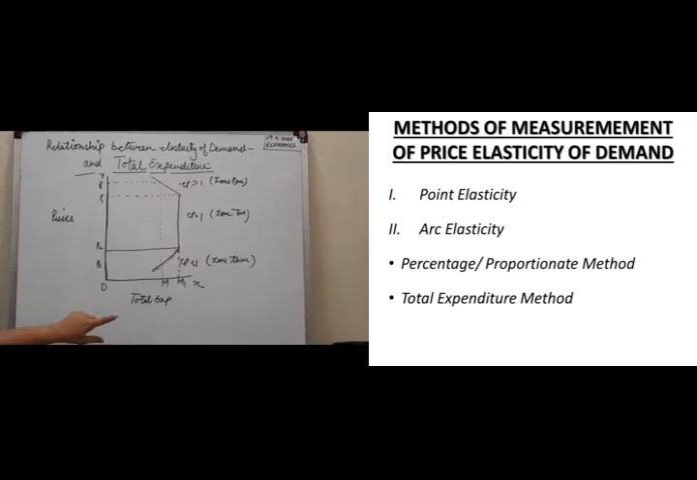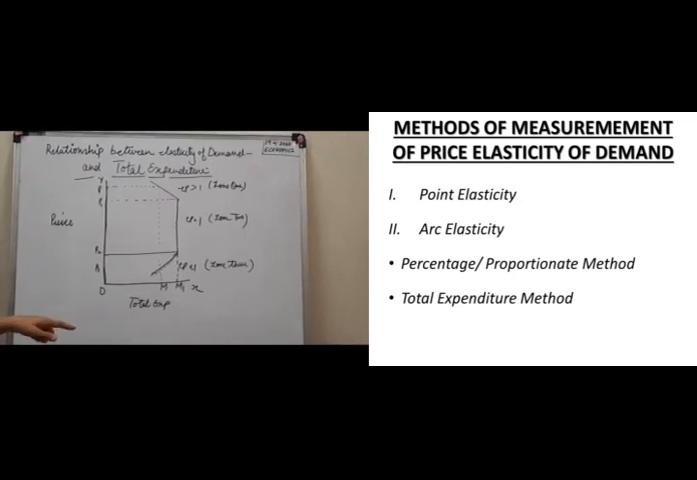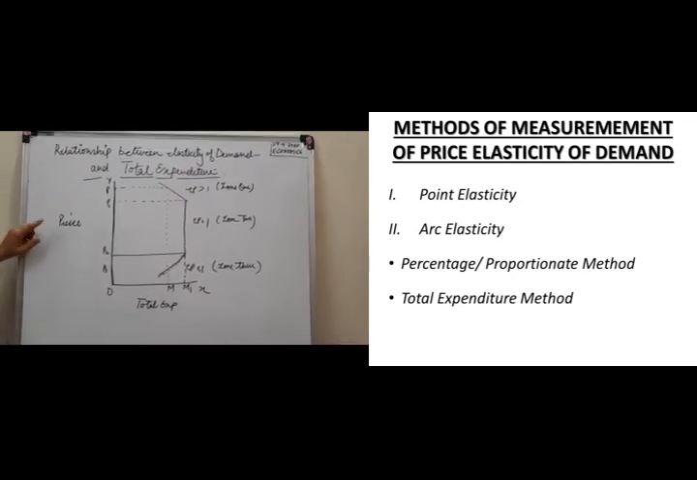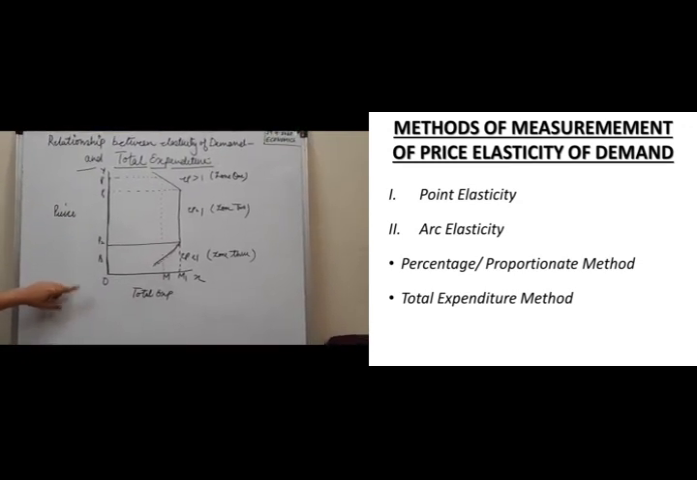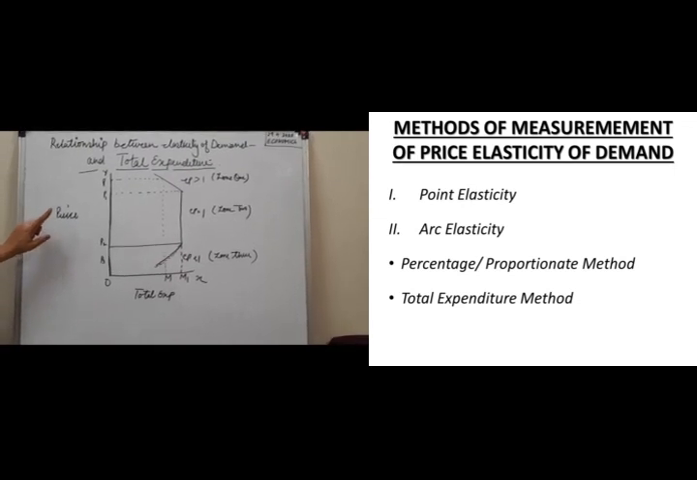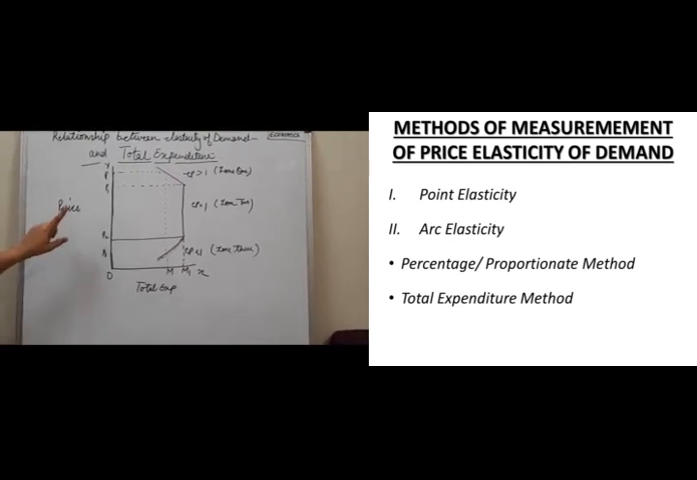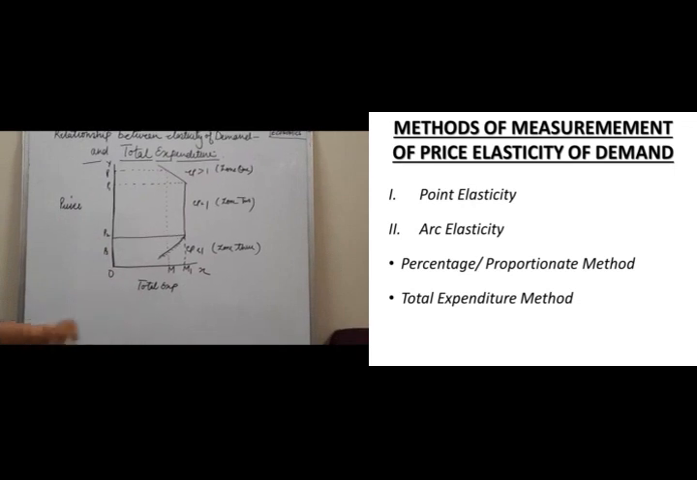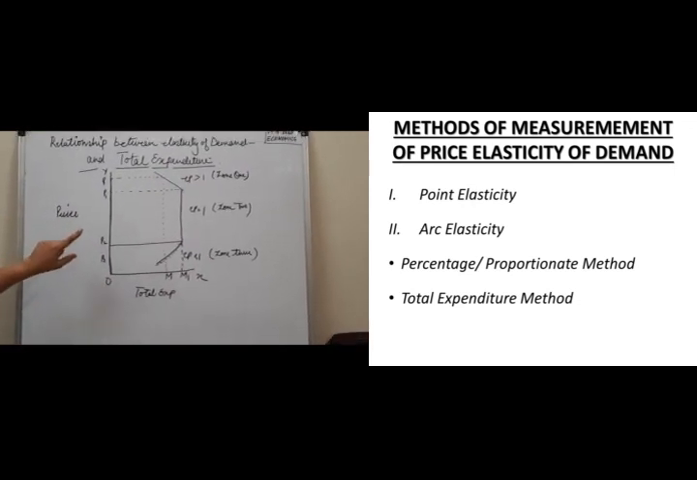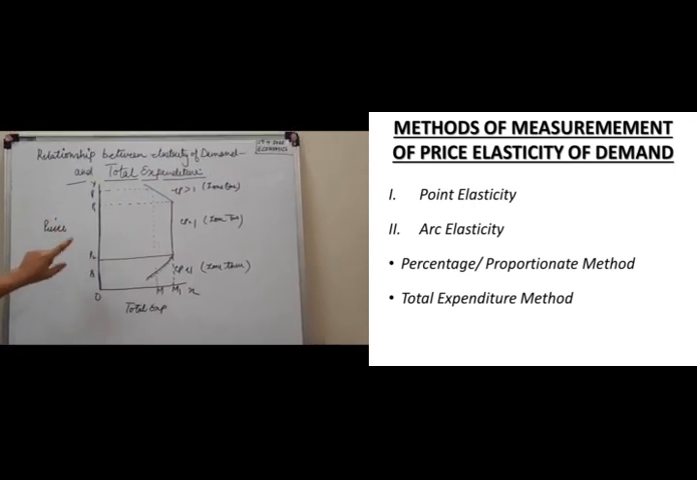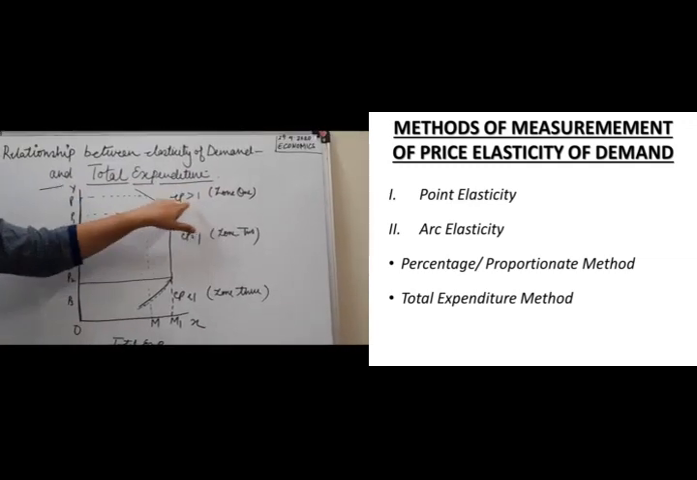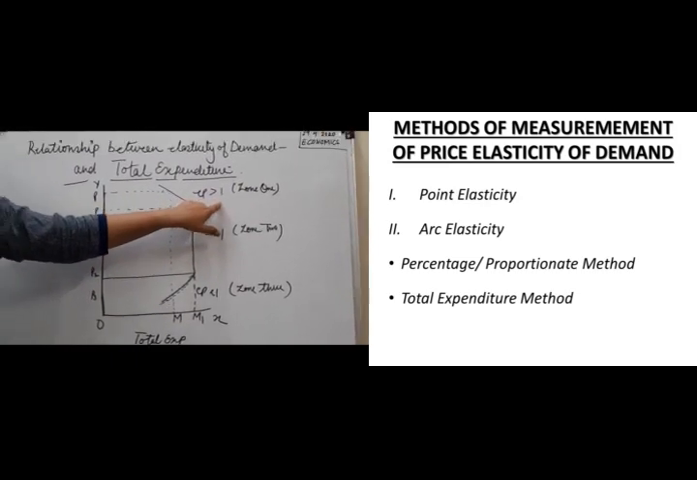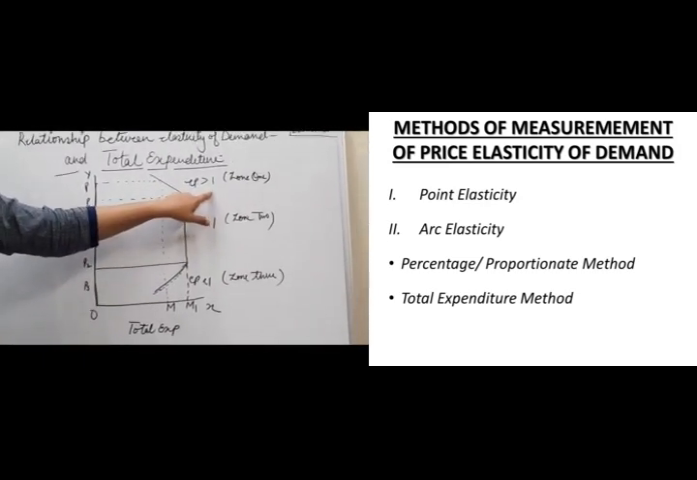M and M1. M is the one part of expenditure and M1 is the increased expenditure, right? When the price was P, the total expenditure was M, right? Then when the price falls from P to P1, the total expenditure increases from M to M1. That you can see with the help of the dotted line. So the first part of the curve shows the zone where EP is greater than 1. This is elastic demand, right?